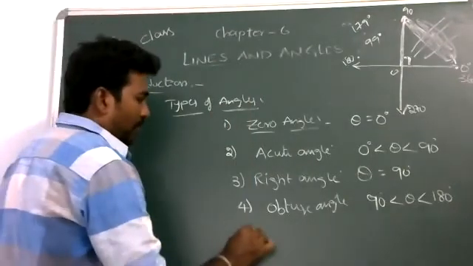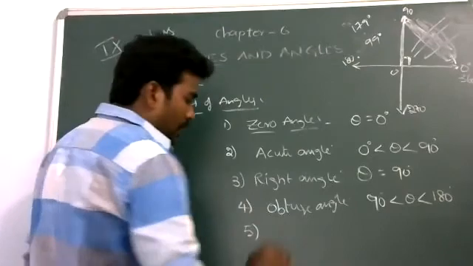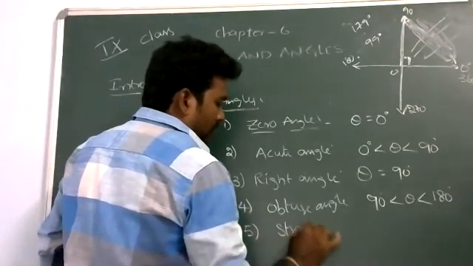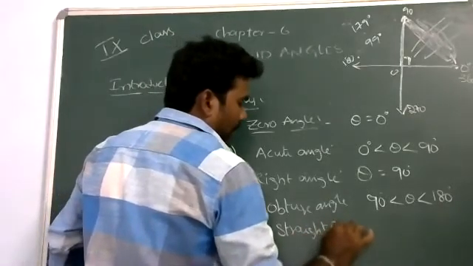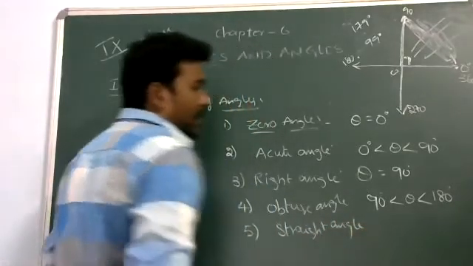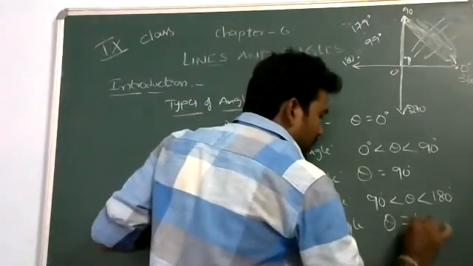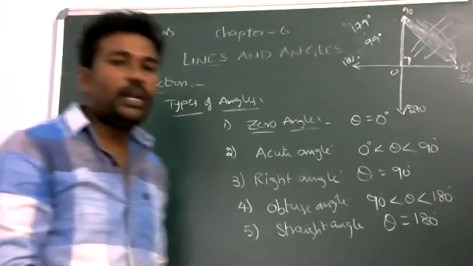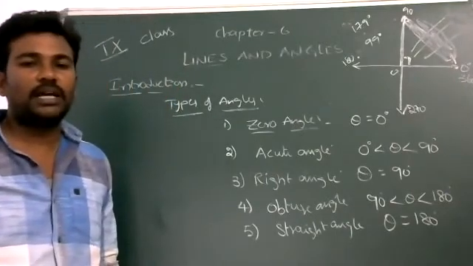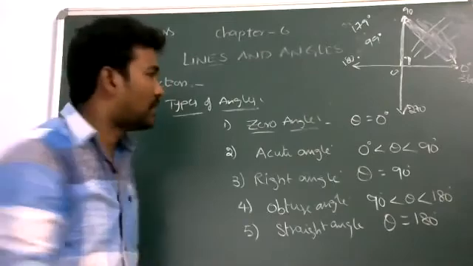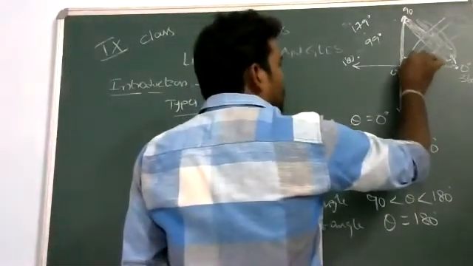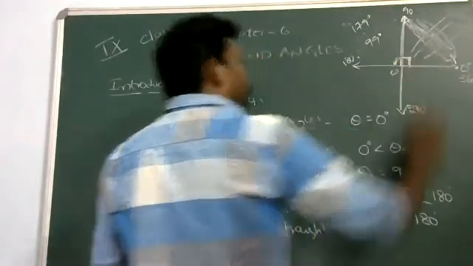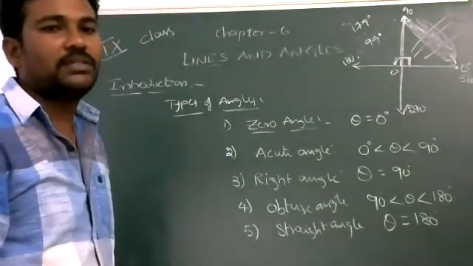Next, the fifth one comes to the straight angle. Straight angle means if theta equals exactly 180 degrees, then those angles are called straight angles. So this one is 90 degrees and this one is also 90 degrees. When you observe this semicircular symbol, it represents a straight angle.